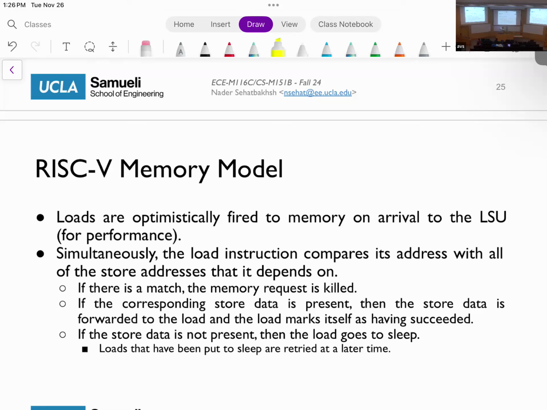If it's there, then we forward it to this processor, and then the request can be killed, because the value is already in the store queue. If the tag is there, but the value is not there, then we put it to sleep, waiting for the store value to come. If the value is not there at all, then we issue it to the memory and move on. So it's kind of three possibilities.